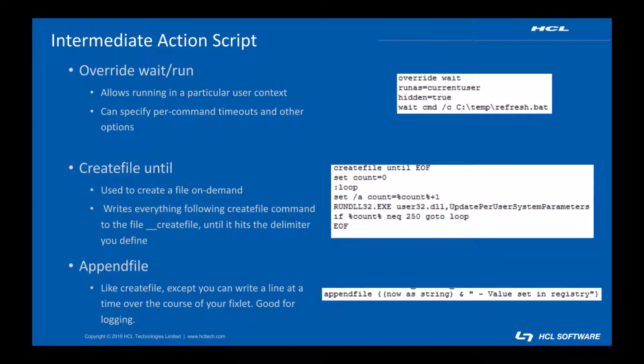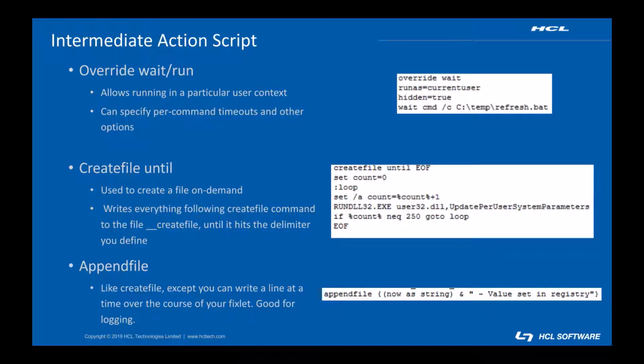We'll also use create file until to create a short script. Create file, especially when used in combination with relevance substitution, allows you to write extensible and dynamic fixlets. We'll get into relevance substitution in the next video. When using create file, you say create file until, and then some delimiter that will let the parser know you're back to writing ActionScript. I like to use all caps EOF. It then creates a file called __create file in the fixlet's working directory. From there, you have to rename or copy it to another file in order to use it.